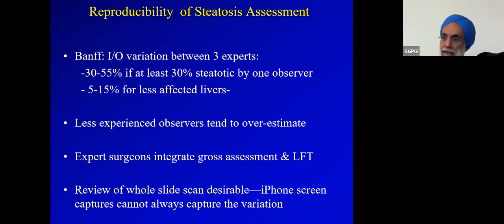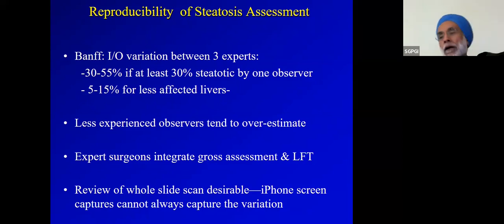And the expert surgeons take your number and they integrate it with the gross findings and with the liver function tests. They don't just ask you, should I use it? Should I not use it? They take your input and then put it together with everything else. And sometimes biopsies are done at a different center than yours.